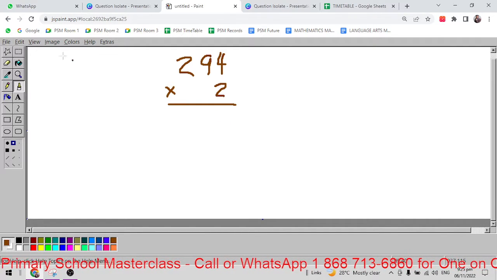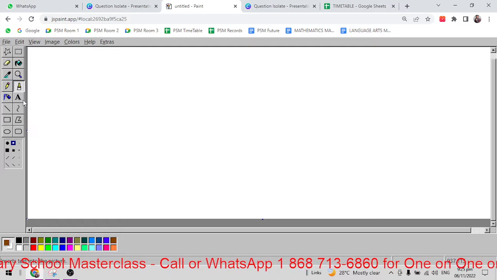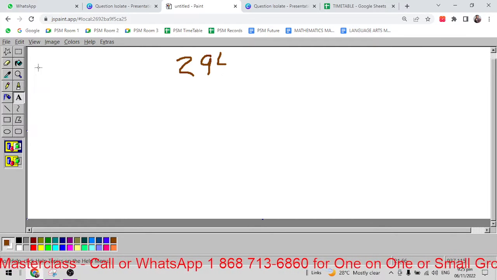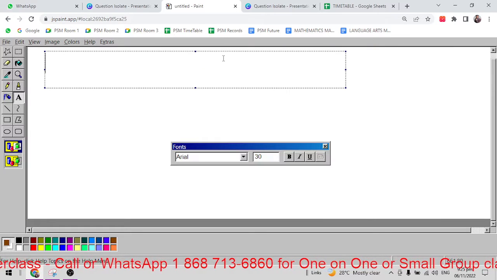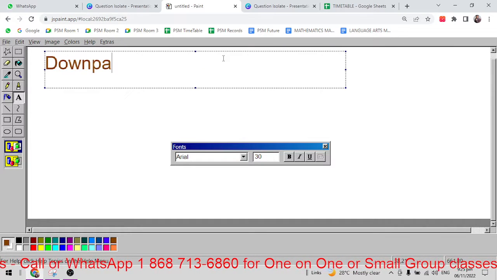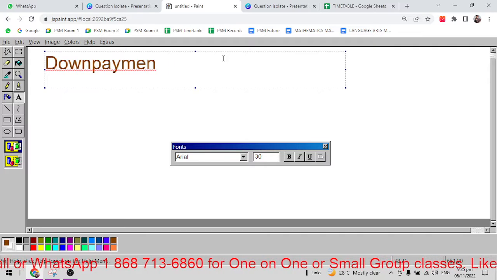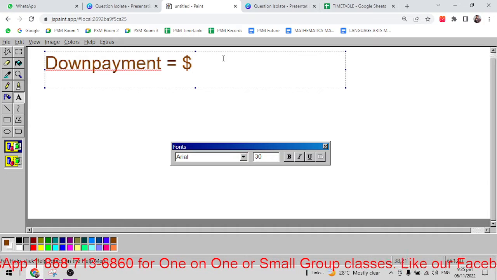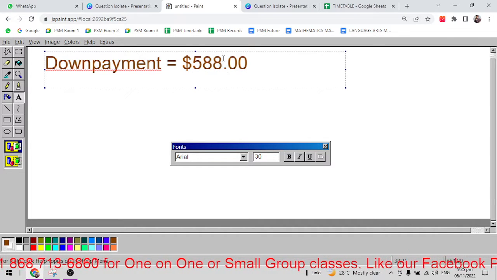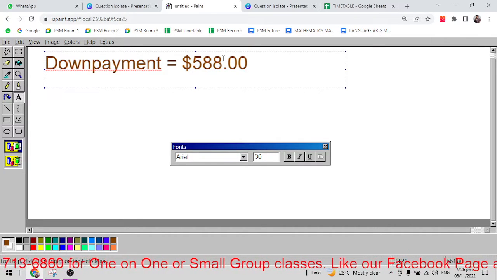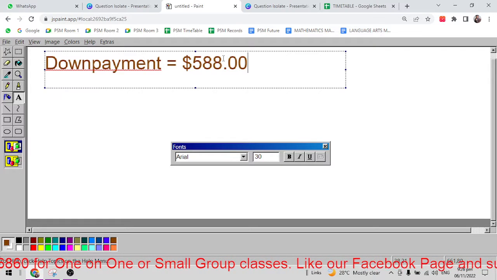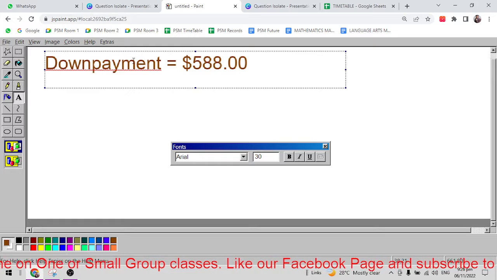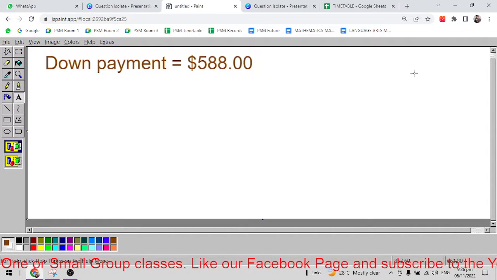Right? So the down payment is going to be, let me clear this here. Down payment is equal to $588. Now what would he pay for installments?